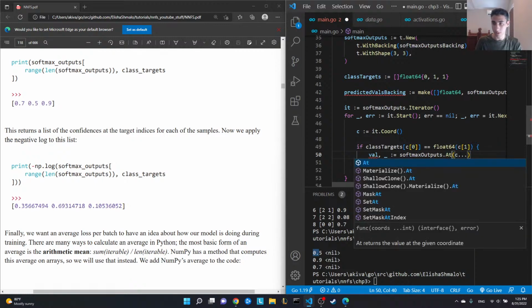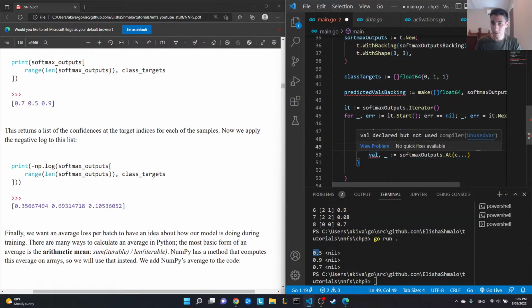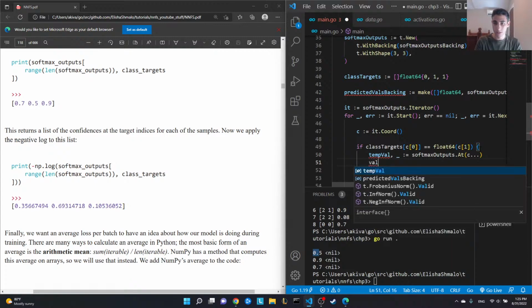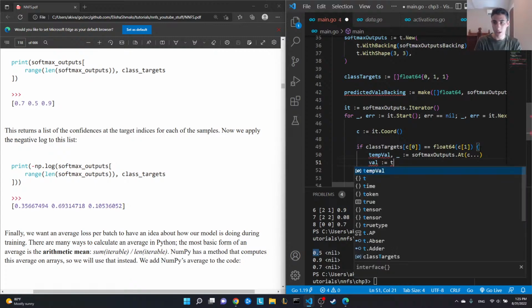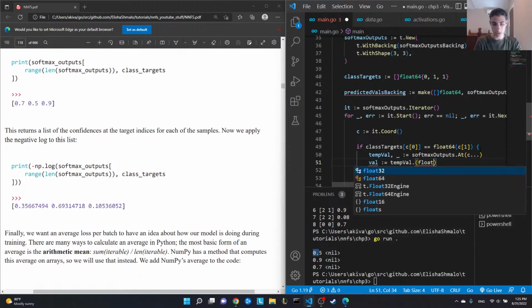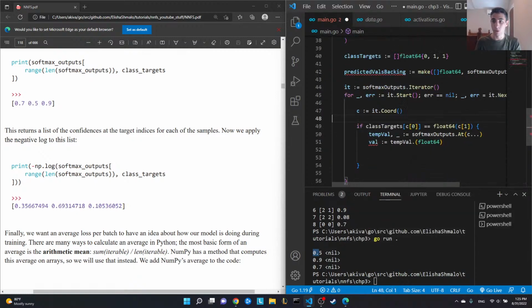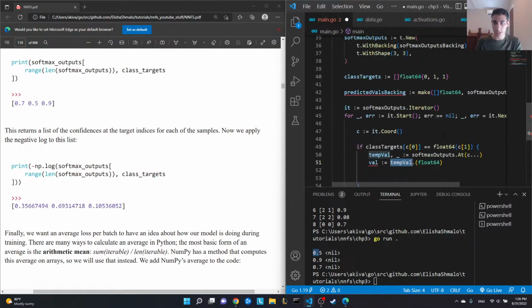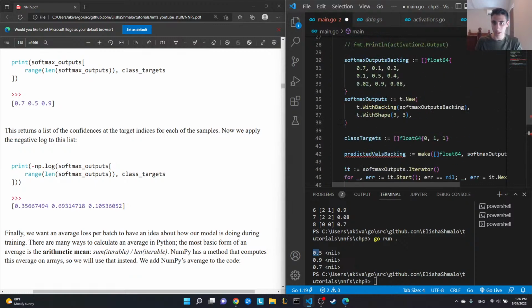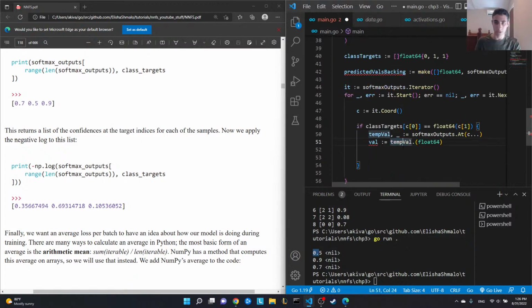And this doesn't need to have a capital T. So this is going to return an interface, actually. Yeah, this is going to return an interface and an error. And we don't want an interface. We want a float. So let's actually make this here. We'll call this temp val, because I want the actual val to equal temp val dot Float64. We want to get the actual float64 of that interface. And this should work. Normally you'd have to handle to make sure that you could do this, but we know we could do this because we're getting it from a tensor with type float64. So we know we can do that.